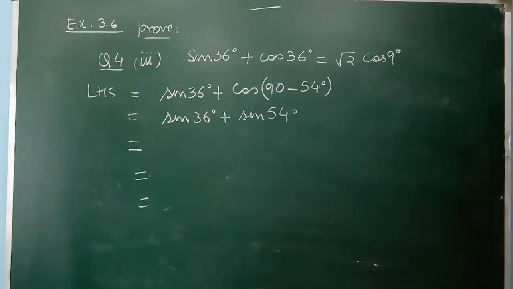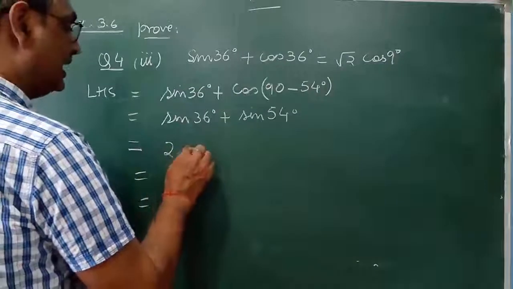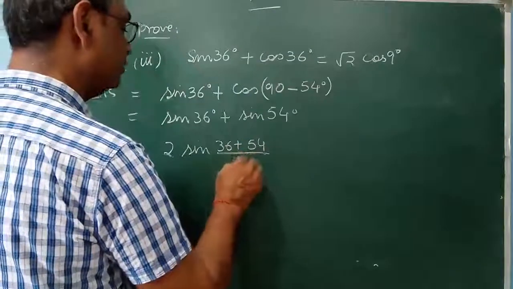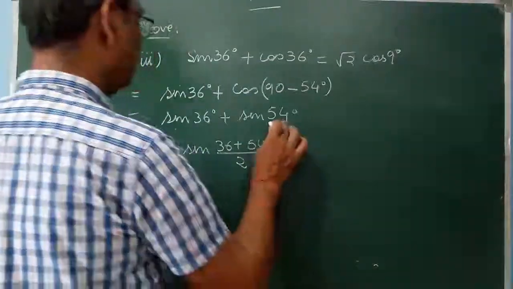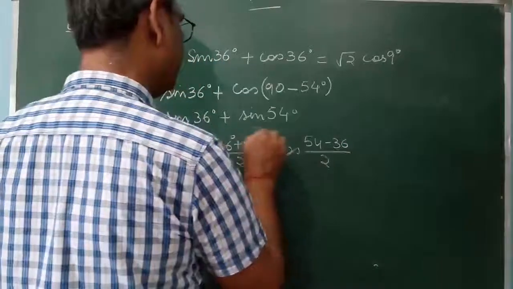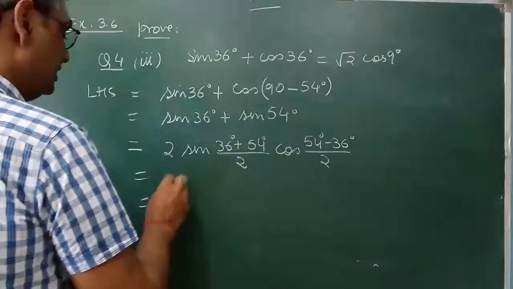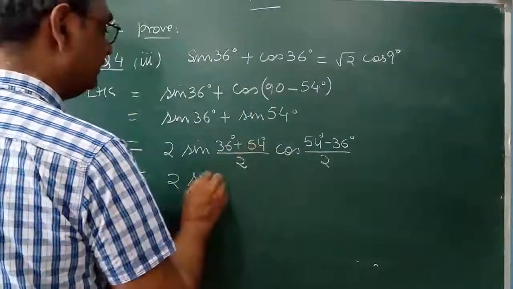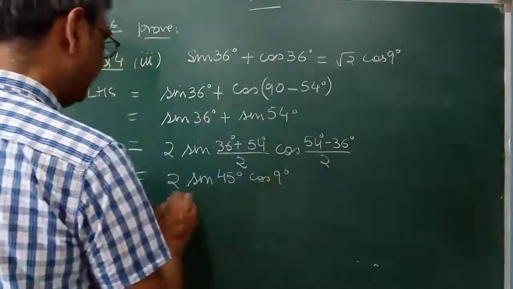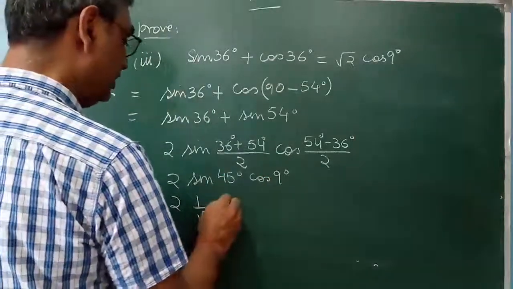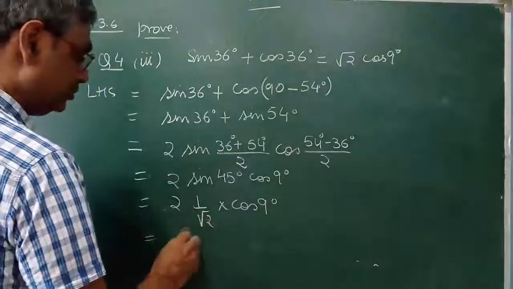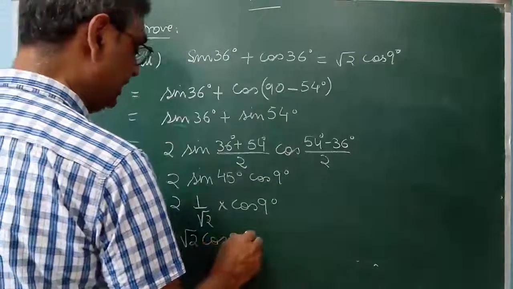Now the formula will be 2 sine((36 plus 54) by 2) into cos((54 minus 36) by 2) degrees. This is 2 sine 45 degree and this is cos 9 degree. Sine 45 is 1 upon root 2 into cos 9 degree. The 2 cancels with root 2 times, so root 2 cos 9 degree.